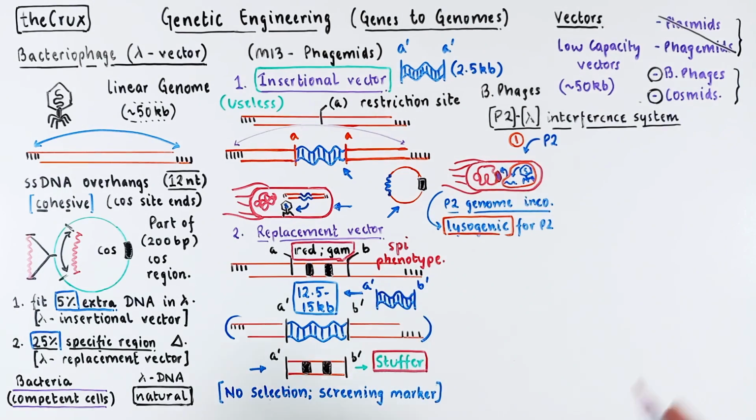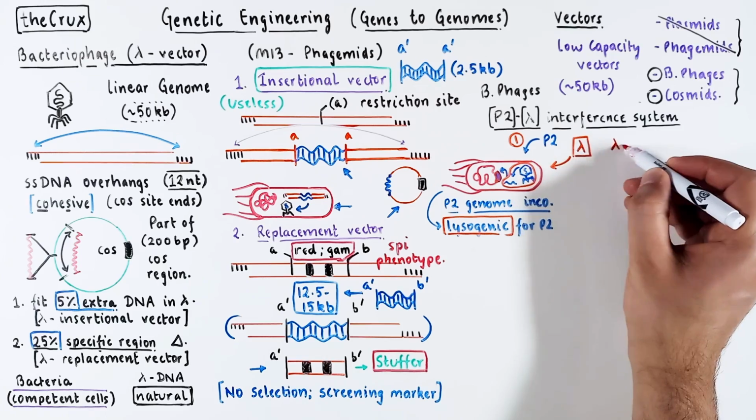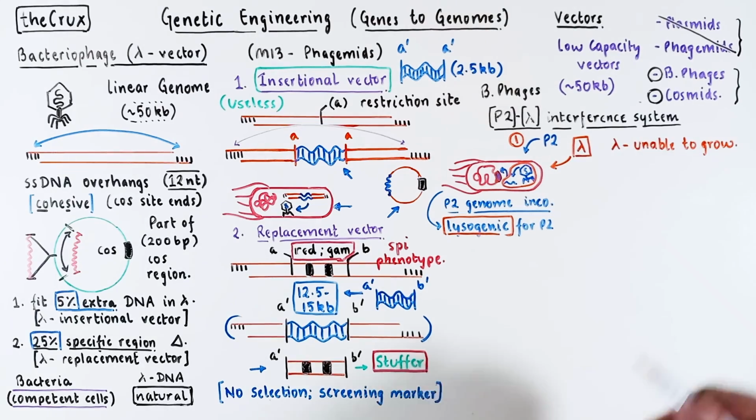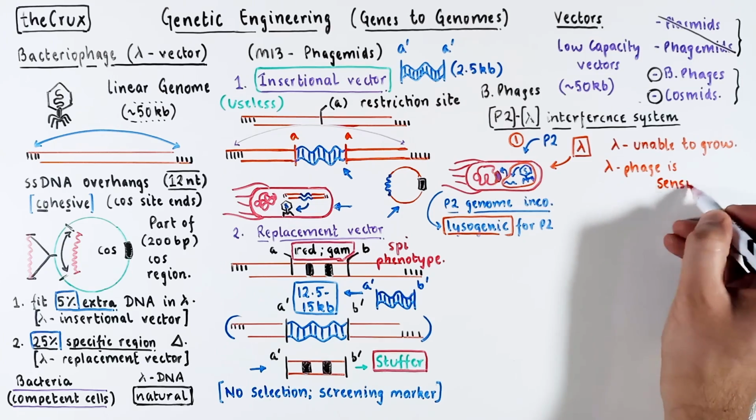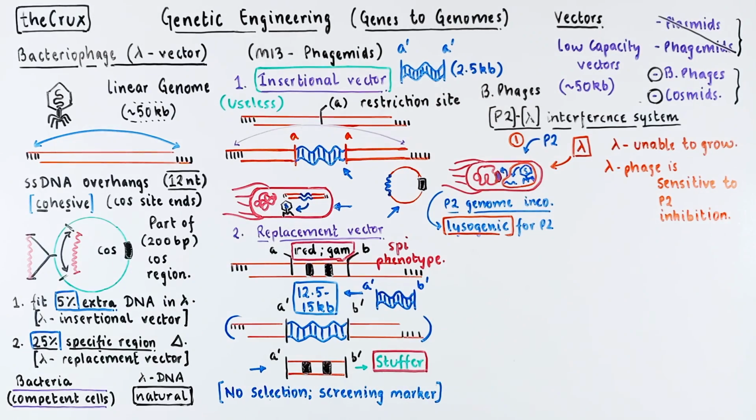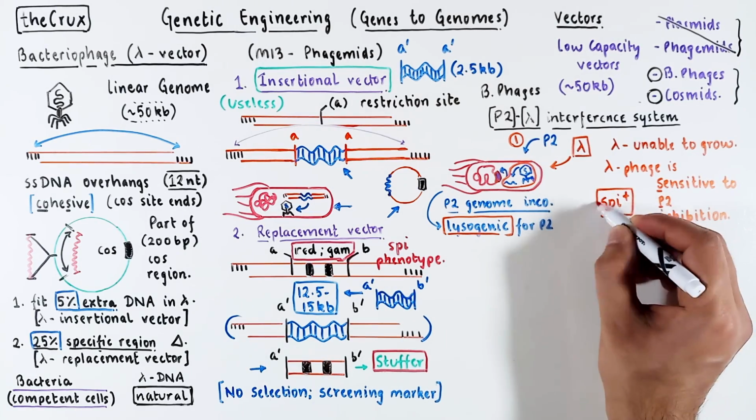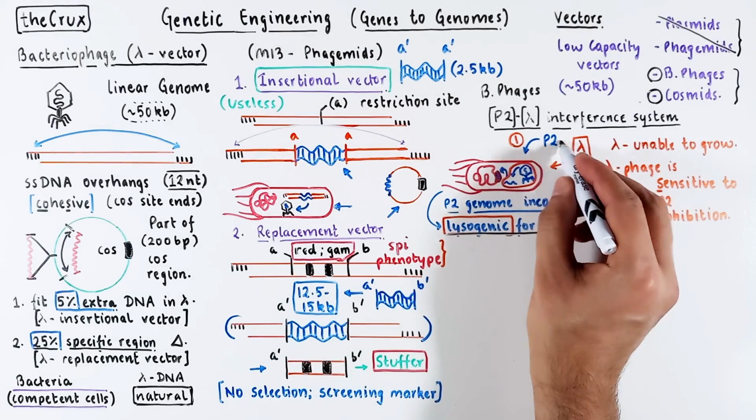Following this, you can have a Lambda phage try to infect this bacteria. But surprisingly, the Lambda phage will be unable to grow. Since the genome of P2 phage is already part of the bacteria, the Lambda virus is somehow sensitive to the P2-driven inhibition. This is the Sp plus version of the Sp phenotype. Being a lysogen for P2 stops Lambda infection.